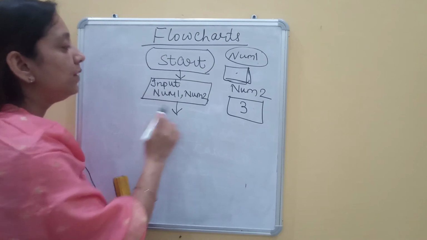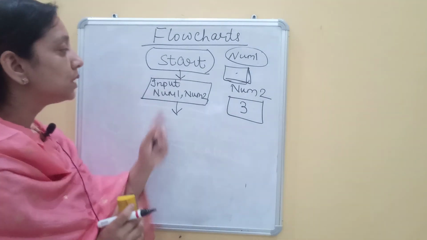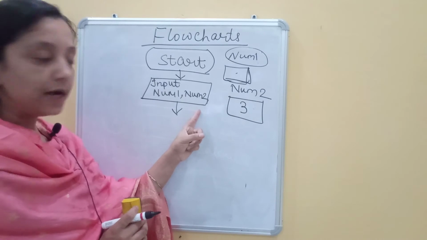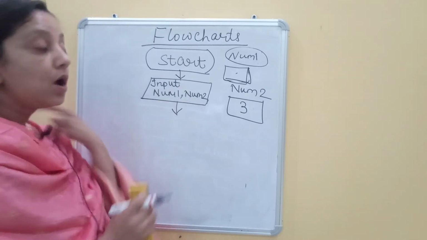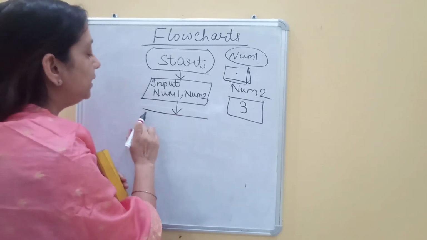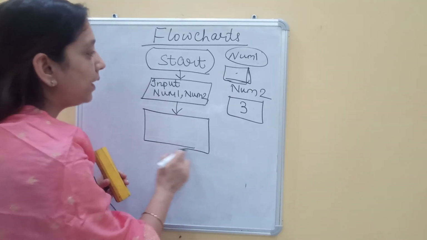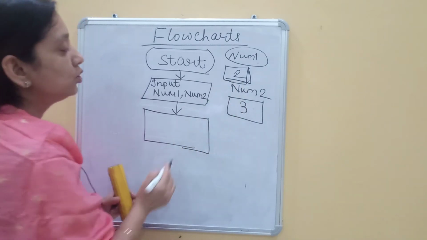Now we have inputted two numbers, num1 and num2, from the end user. That means we've got the value of num1 and num2 now. Next, what is the step? What are we interested in? We are interested in finding the sum of two numbers.